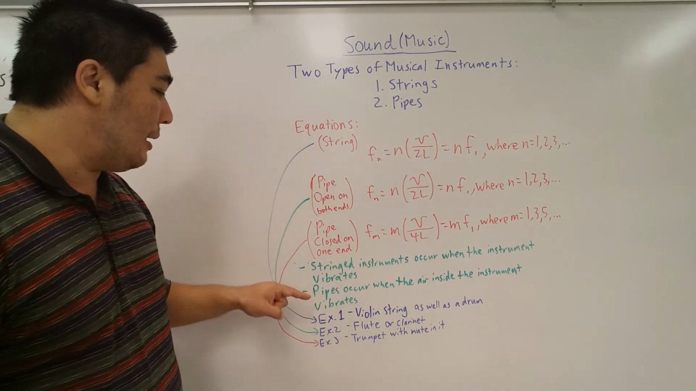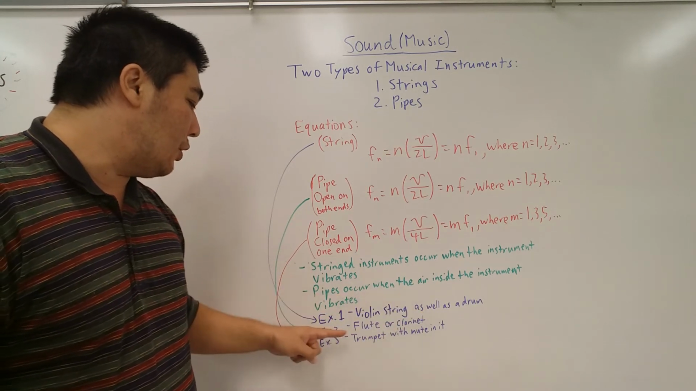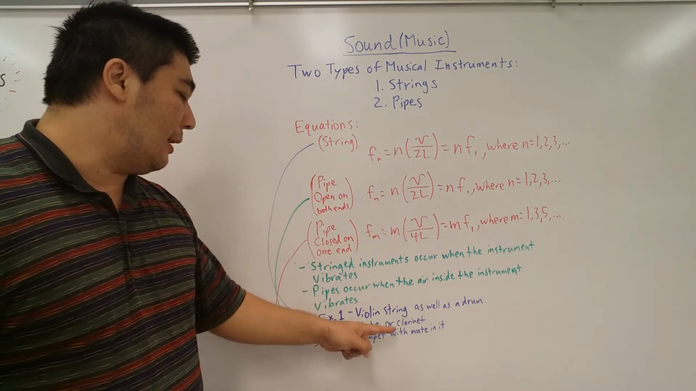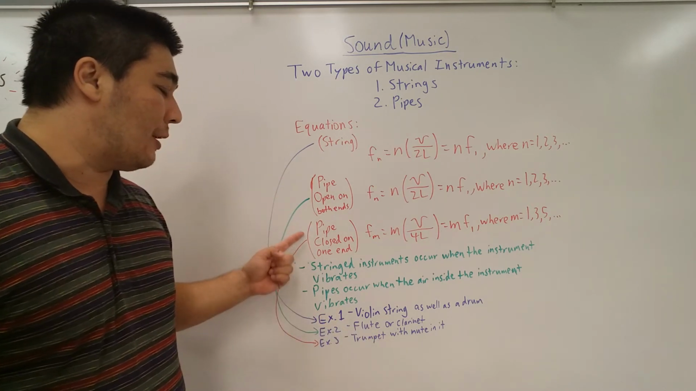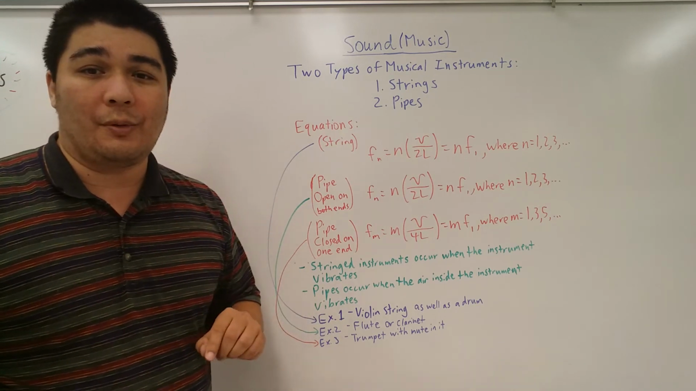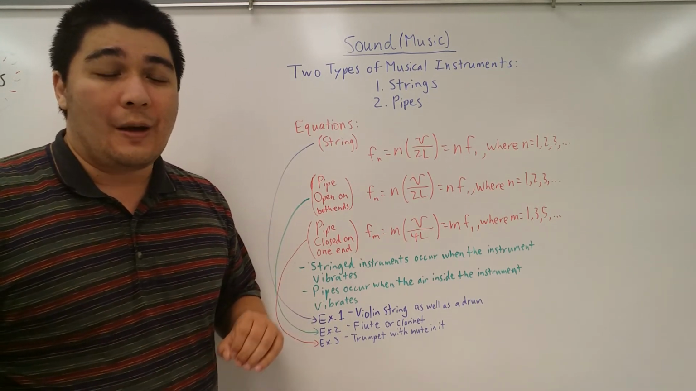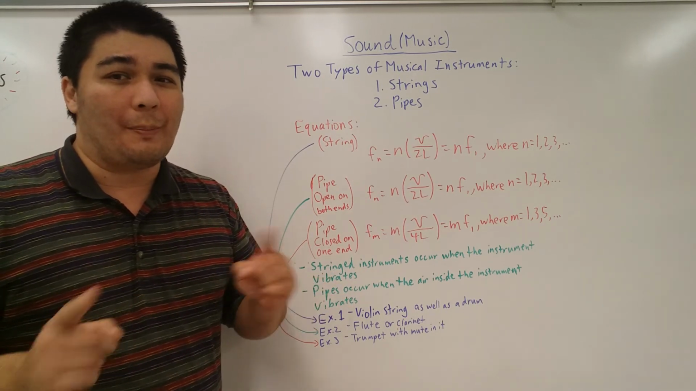Because what is a string? So it's like violins as well as drums. Flutes or clarinets are pipes open on both ends. Trumpets with the mute in it are pipes that are closed on one end. But of course, we should also go over just one more thing before we end this video, which is, what is a stringed instrument and how is it different from a pipe?